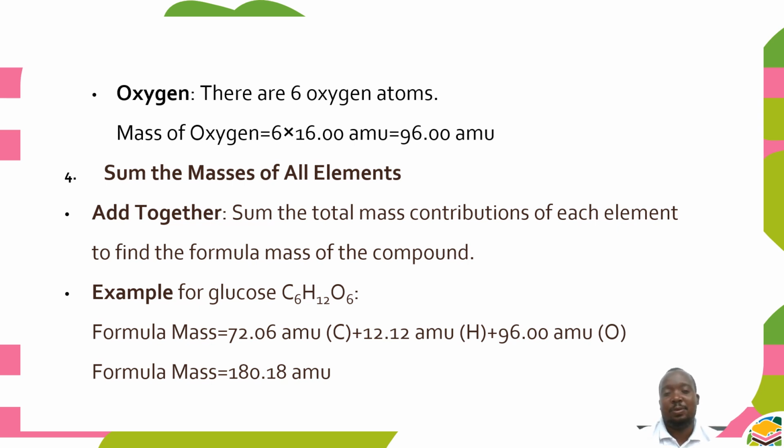So this is very, very important. Make sure you use your periodic table to know the atomic masses. Make sure you break down the compound where you say this compound is made up of this atom, and this atom. Then you multiply the number of each atom versus its atomic mass. After that, then you add. And what you are getting is the formula mass.